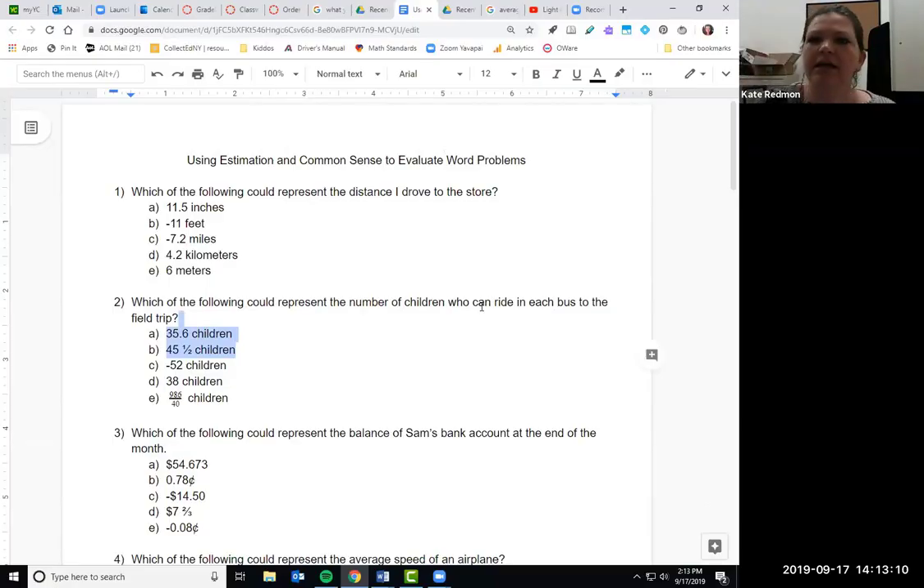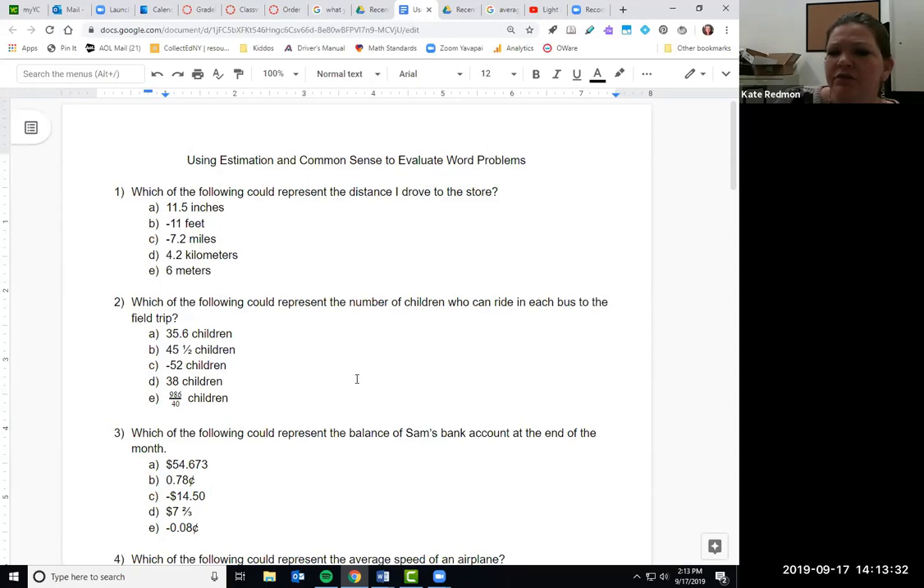Basically, what I want to talk about today is using estimation and common sense to evaluate word problems. There are two different skills we're going to look at, and we're going to focus on a lot of things: numbers that make sense, units that make sense. It depends on the problem and what we've been given. So we're just going to dive right in. Let's take a look at number one.